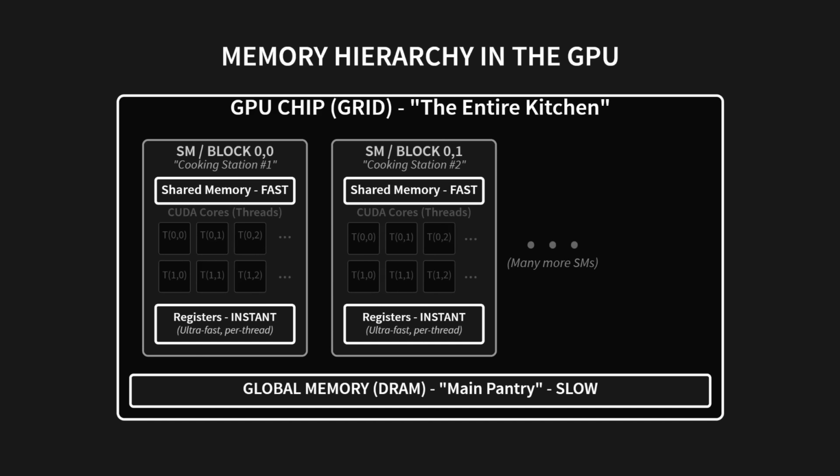So let's look at that GPU architecture diagram again, but with our new understanding. The entire GPU chip is the kitchen. Way off to the side is that big global memory, our main pantry, which is slow. But inside each SM, each cooking station, is that fast shared memory. And for each individual CUDA core, you have instant registers. You can see the hierarchy. The fastest memory is the closest, but also the smallest.